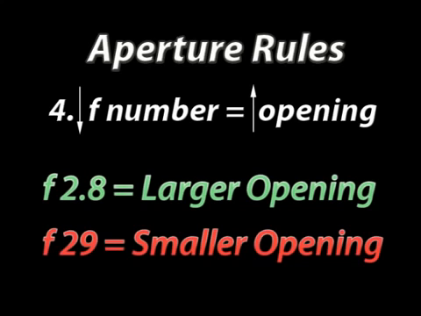Now, something that's really confusing when students are learning about apertures is that the numbers are counterintuitive. The smaller the number that you have, the larger the opening. And the higher the f-stop number, the smaller the opening. So those are the four rules of apertures, and we'll be talking a little bit more about those as we go on.